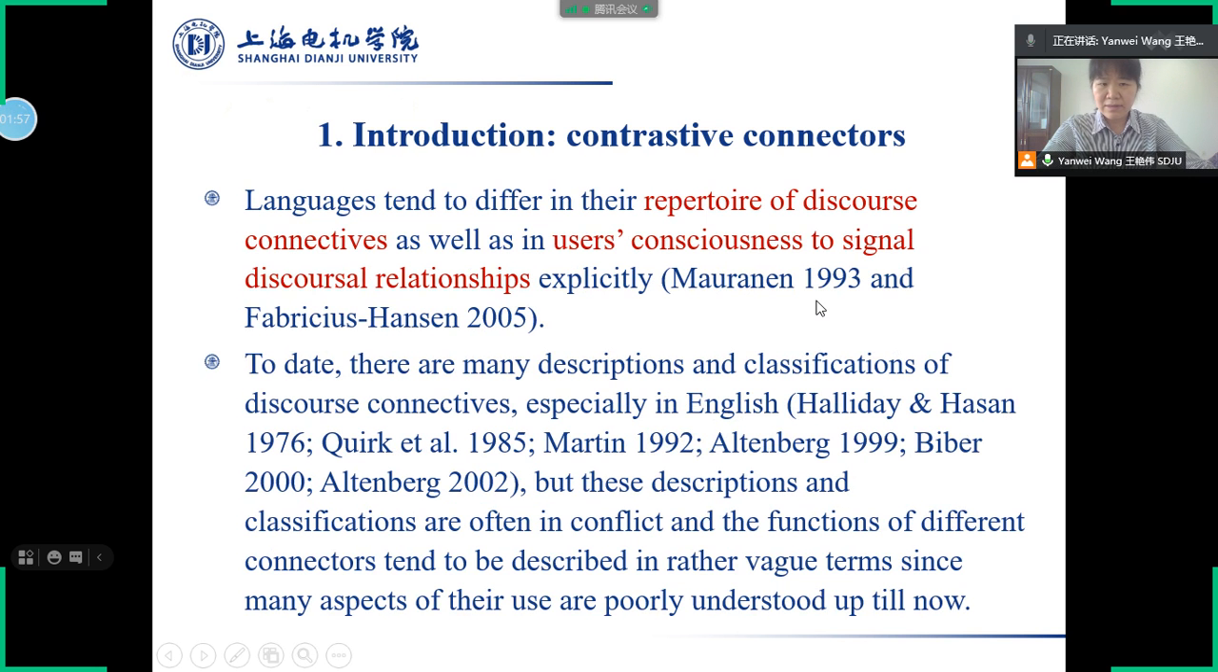According to some scholars, languages tend to differ in their repertoire of discourse connectives as well as in users' consciousness to signal discourse relationships. To date, there are many descriptions and classifications of discourse connectives, especially in English, but these descriptions and classifications are often in conflict, and the functions of different connectives tend to be described in rather vague terms, since many aspects of their use are poorly understood up till now.